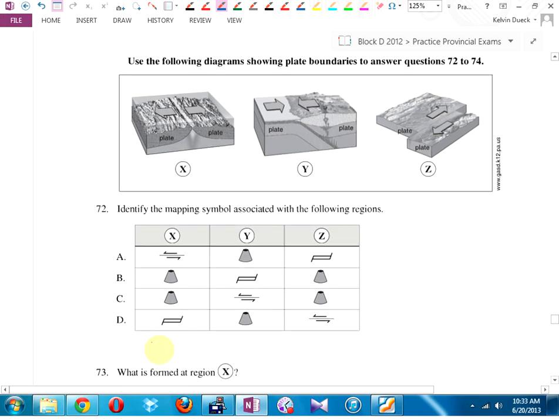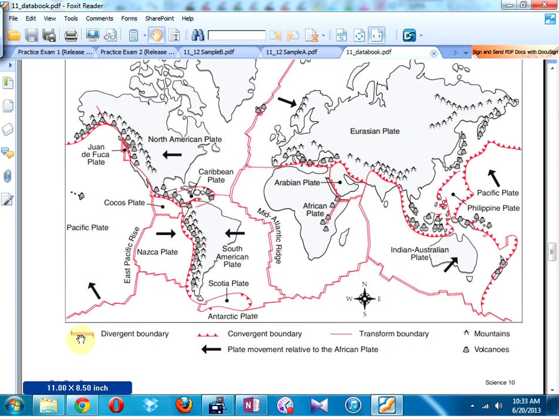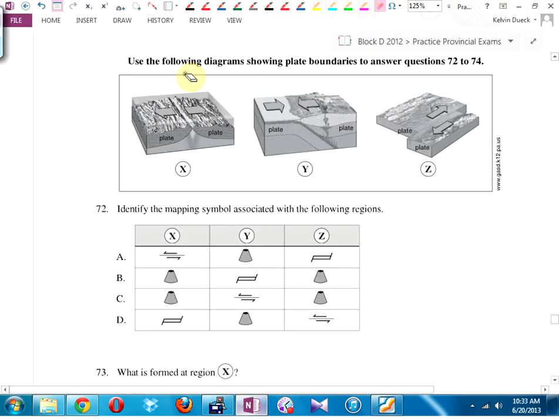Use the following questions. Okay. Identify the mapping symbol. Well, first of all, it looks like these two plates are diverging, right? So let's go down all column X. What's the symbol for diverging? That thing there? So I would say no, yes. Would I have volcanoes right there where they're diverging?